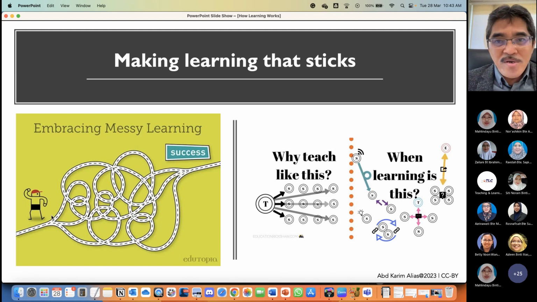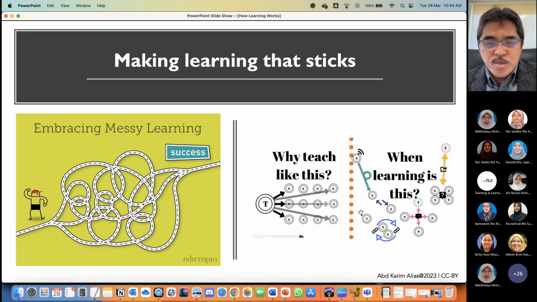So our role is to facilitate their learning so that although the learning path is convoluted and complex, we want to guide them. We want to make learning more systematic. Although learning is messy, now we want to make it more systematic. We want to teach them how to organize the information and how to turn that into knowledge. So why teach like this, linearly, when learning is actually very messy, very non-linear in nature?